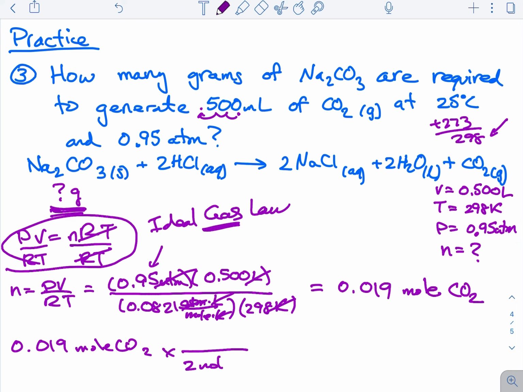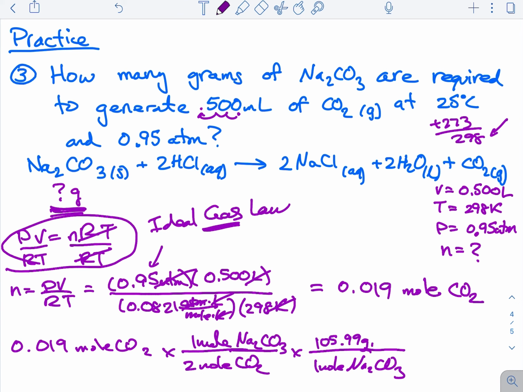So there are 2 moles of CO2 for every 1 mole of sodium carbonate. And 1 mole of sodium carbonate is 22.99 times 2 plus 12.01 plus 3 times 16, 105.99 grams of sodium carbonate. And once again, this is one of those cases where you've got to label your substance. If you just write down moles, you don't know what it's moles of, and you're going to make mistakes. So moles of CO2 cancel, moles of sodium carbonate cancel. You've got grams of sodium carbonate.